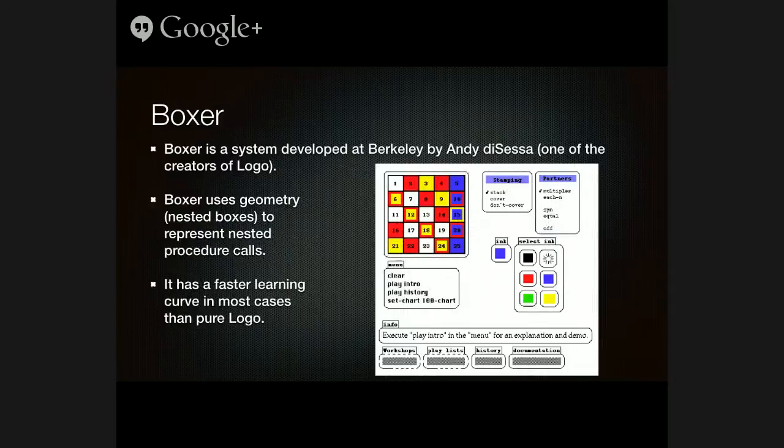Fast forward a little bit, and we get Boxer, which was work by Andy diSessa over here at Berkeley in the Graduate School of Education, who was one of the pioneers of Logo. He wanted this to be more explicitly programmatic while still being visual and fun. And so he built this visual programming language that uses nested boxes to represent the procedures. And so it was a more explicit programming model. And it turns out that it was actually a little bit easier to learn than Logo. And this is kind of where Scratch came from: Boxer built on top of Logo, Scratch built on top of Boxer. These things just keep going.